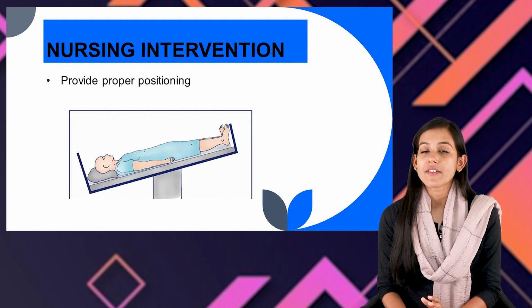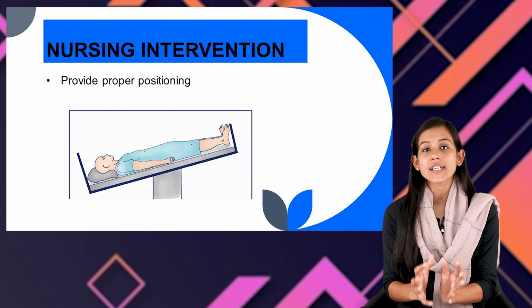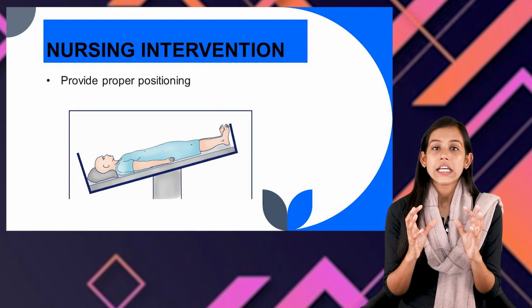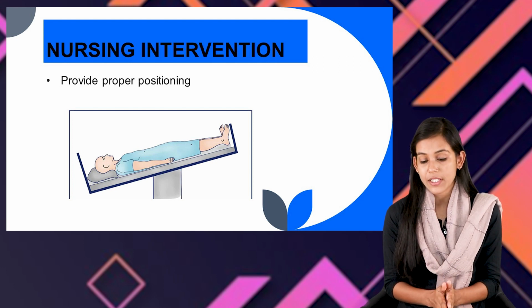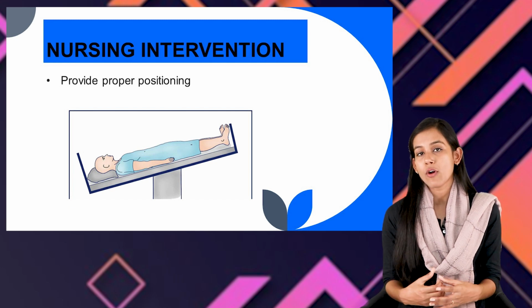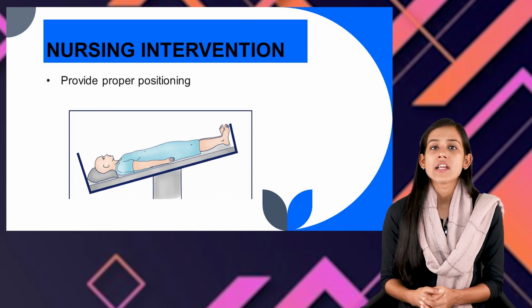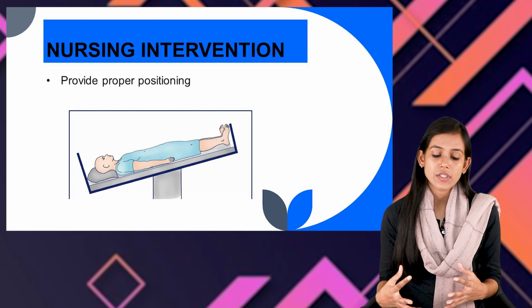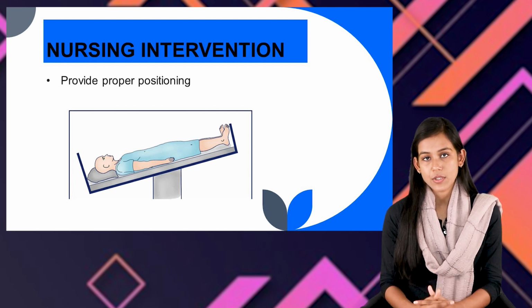Next, we'll be providing a comfortable position to the child. So here, comfortable position means we would give Trendelenburg position, because this position would help to restore blood volume to the head, right? So that's why we would provide Trendelenburg position.